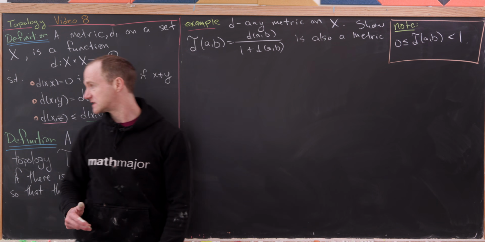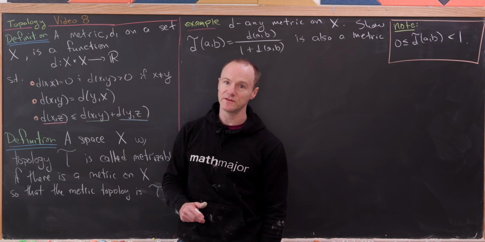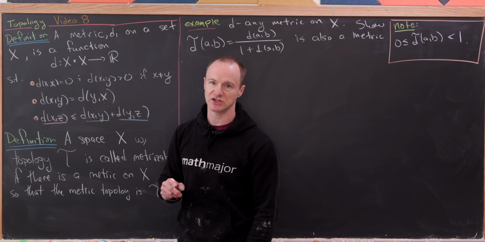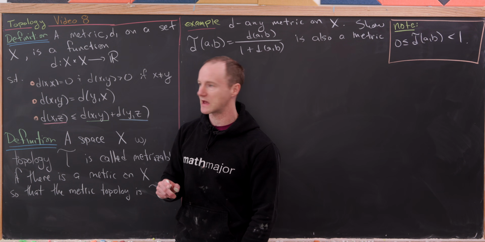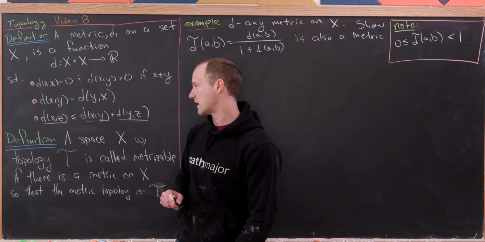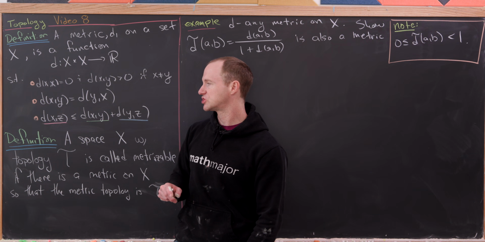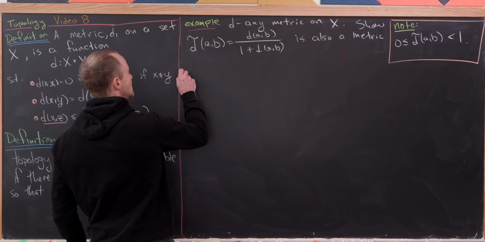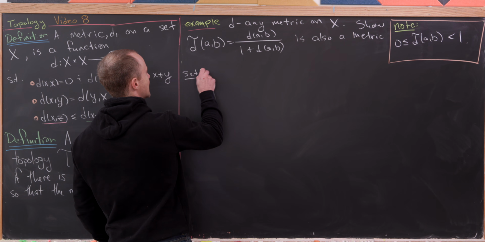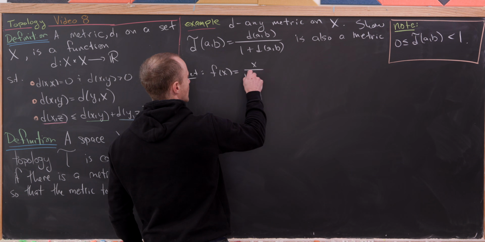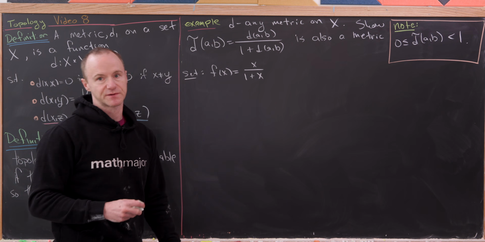Now there are 3 things to check for a metric. Two of these are pretty boring. The first one is fairly obvious just by the fact that we originally have a metric. The second one is also obvious by the fact that we also have a metric. So really what we'll check is just this third one, the triangle axiom. So let's set f of x equal to the function x over 1 plus x. This will be useful here.